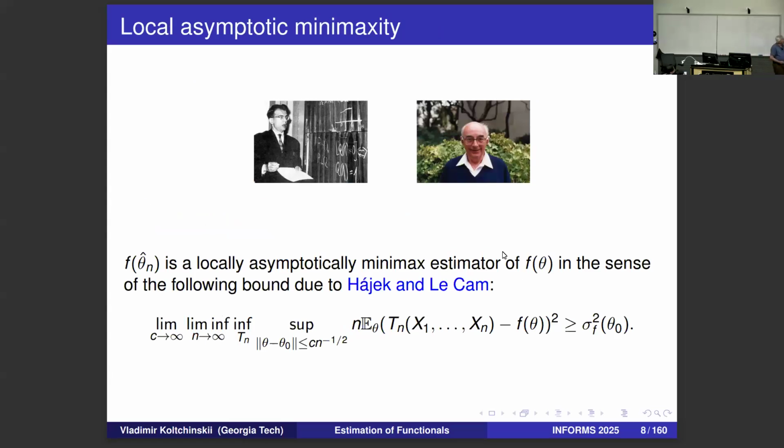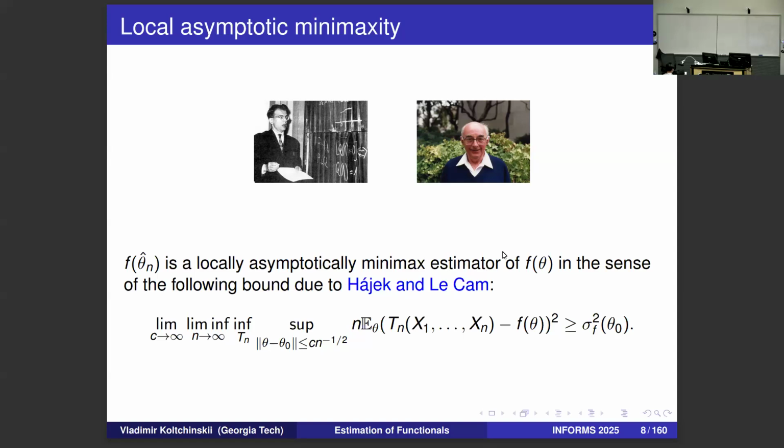This is what is called local asymptotic minimaxity. This was proved by Hajek and Le Cam. It's a classical result now in asymptotic statistics, and this is the sense in which Fisher's claim is precisely correct. They managed to prove that if you consider minimax risk over a small neighborhood around some point theta naught in the parameter space, then under regularity assumptions, this limit will be greater than or equal to this variance defined in terms of the inverse of the Fisher information.